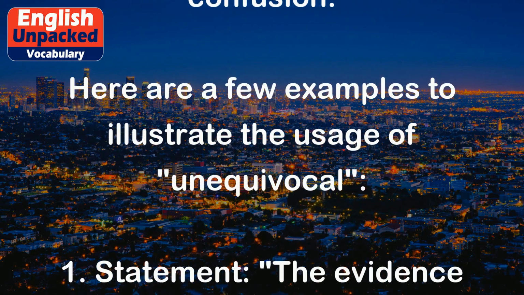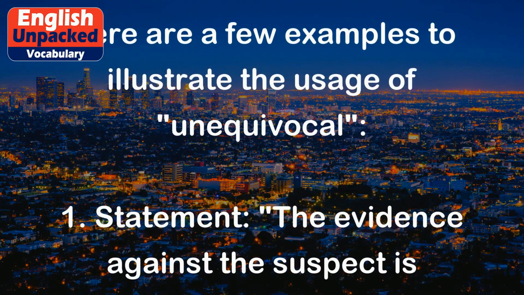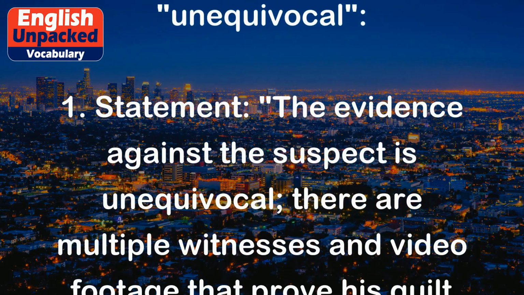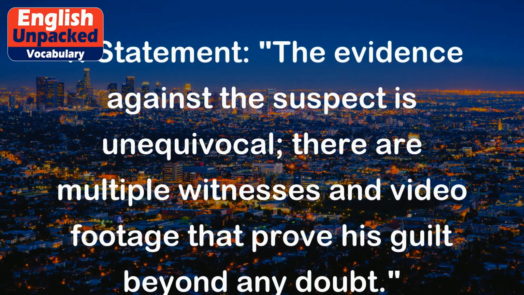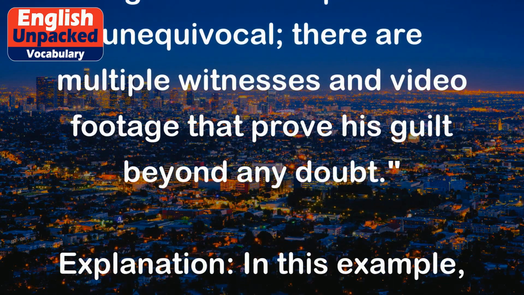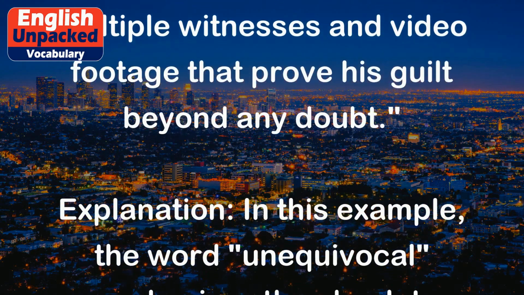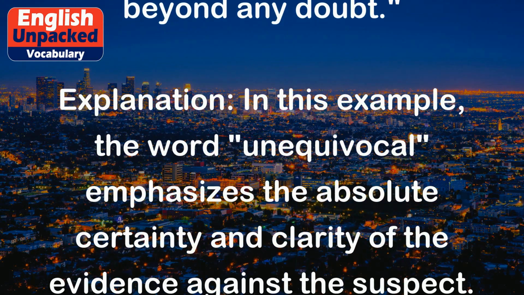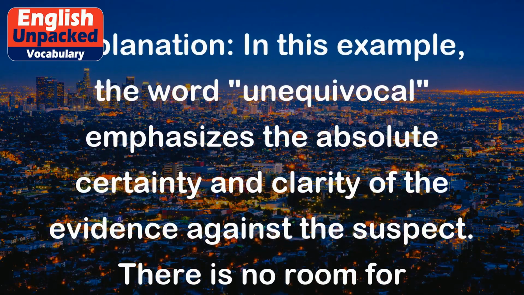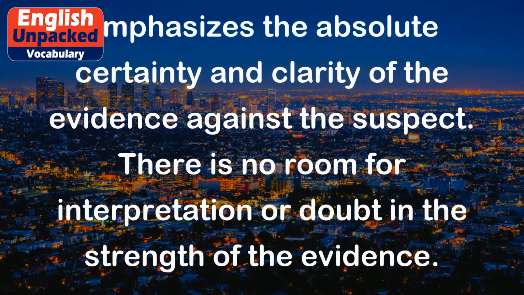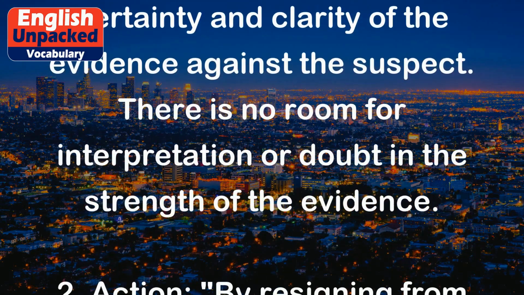1. Statement: the evidence against the suspect is unequivocal. There are multiple witnesses and video footage that prove his guilt beyond any doubt. Explanation: in this example, the word unequivocal emphasizes the absolute certainty and clarity of the evidence against the suspect. There is no room for interpretation or doubt in the strength of the evidence.